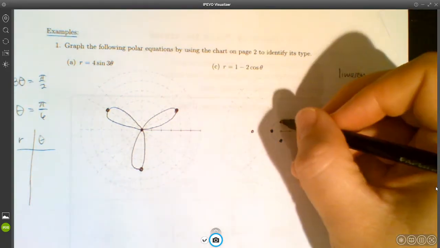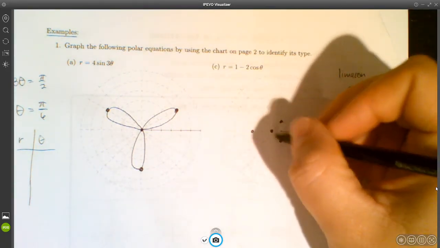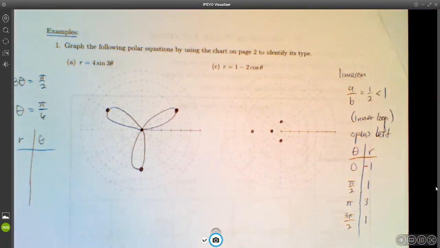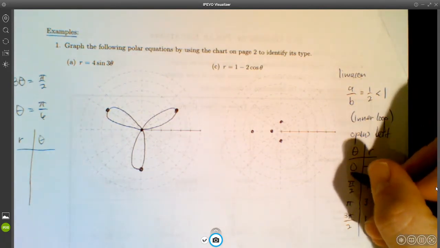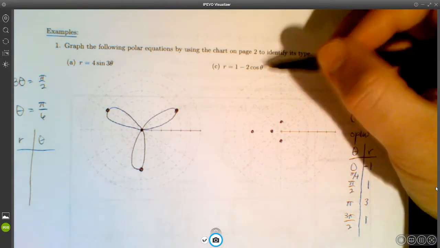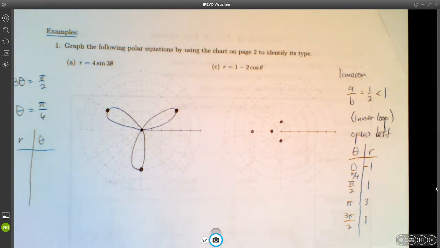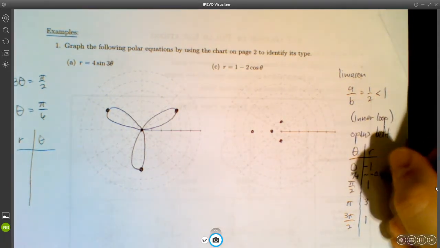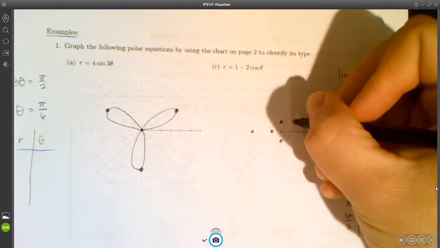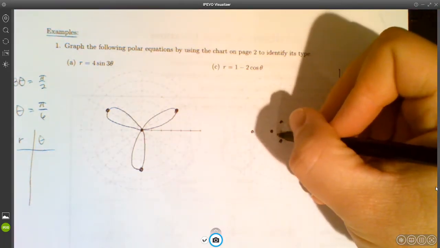Okay, so this must be the large bulge, and then this must be the inner loop that takes place. Maybe to have a better clue of what this thing looks like, I might want to plug in something like pi over 4. Cosine of pi over 4 is root 2 over 2, so 2 times that would just be root 2. And 1 minus root 2 is about negative 0.4. So at pi over 4, I'm at negative 0.4, right about there.